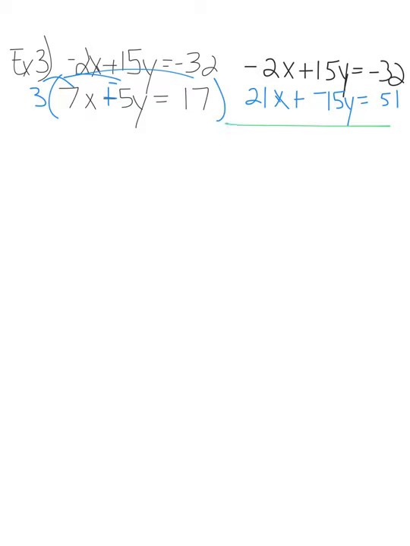So now that we have our y's where they are the same coefficient, 15, one's a positive 15, and one is a -15. If I have a positive 15 and a -15, are you going to subtract those or add those to get 0? We're going to add them. So we want to add these two equations together. So -2 plus 21 is 19x. Positive 15 and -15 is 0, a big 0. That's why I circled it as 0. And -32 plus 51 is 19.